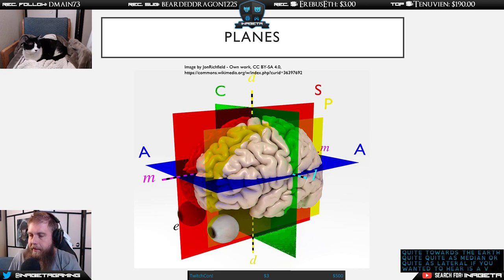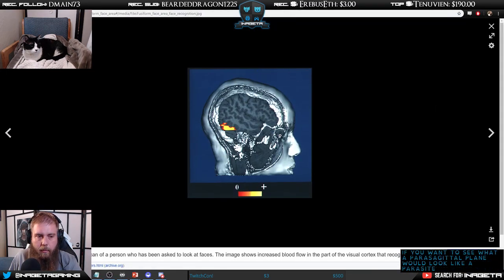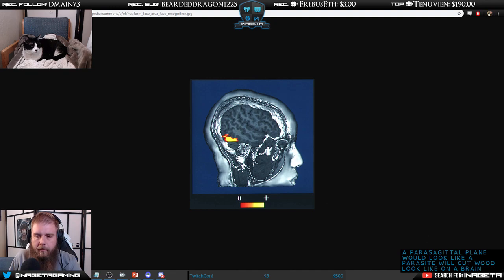Here is a view if you want to see what a parasagittal plane, or a parasagittal cut, would look like on a brain. It would look like this because it's not going through the nose, it's not dividing the brain into halves, left and right. It's kind of just taking off a side of the head, and then you're looking a little bit in there. This is actually a view of somebody's fusiform face area being lit up. So this would be what a parasagittal view would look like, but you don't see that too often. Again, that's not used too often.